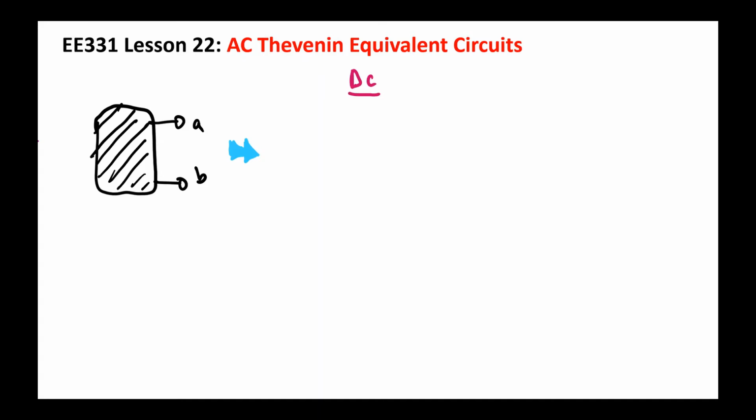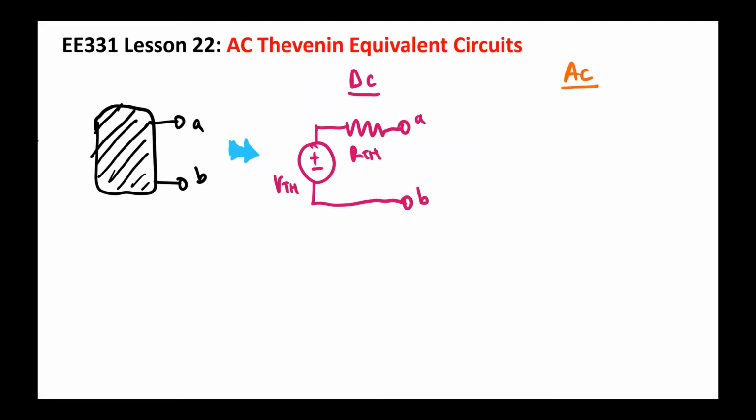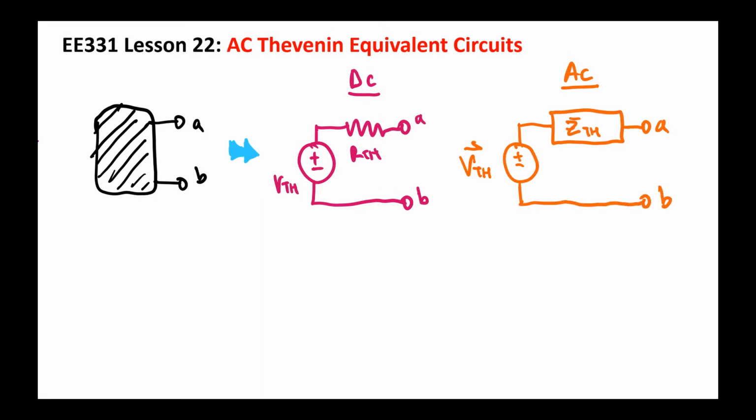In DC, that was a voltage source, Vthevenin, in series with a resistor, Rthevenin. In AC, the result will be similar, but now I'll have a phasor voltage Vthevenin and a complex impedance Zthevenin instead of just an Rthevenin. The process for determining the Vthevenin and Zthevenin values are the same and require two sub-processes, just like in DC.